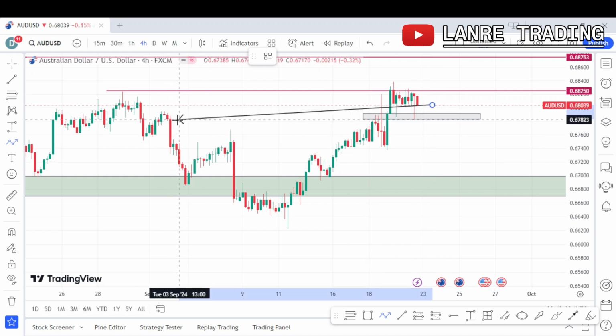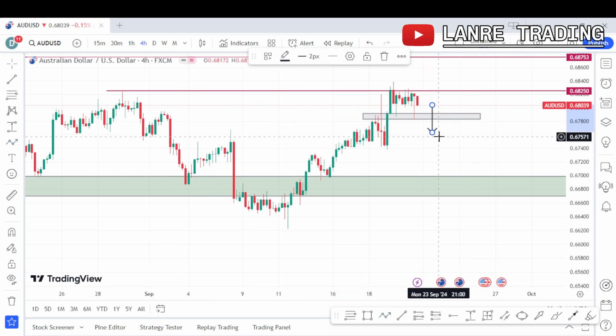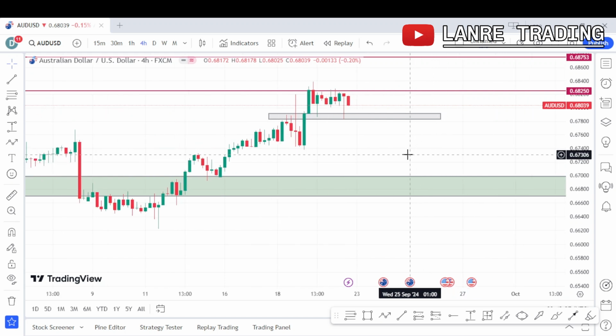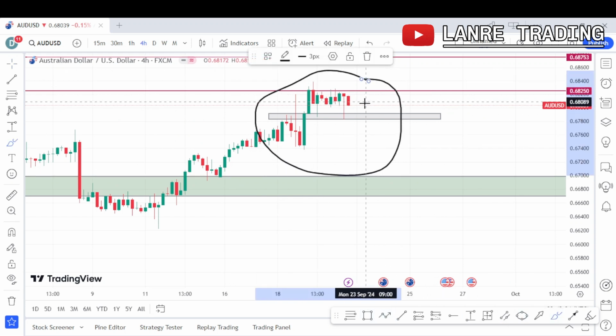If this bearish candlestick did not happen right about here, and decides rather to happen right about here, what we'll be looking for is a signal that the price wants to go bearish. Now we will be looking for a reversal formation within this zone.